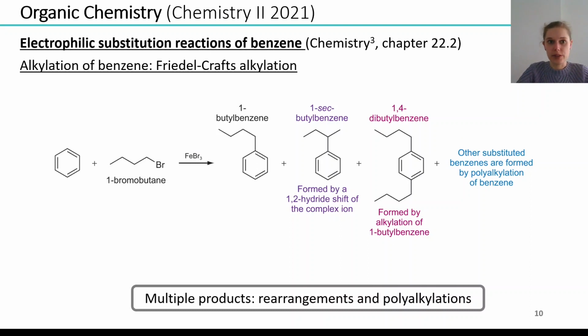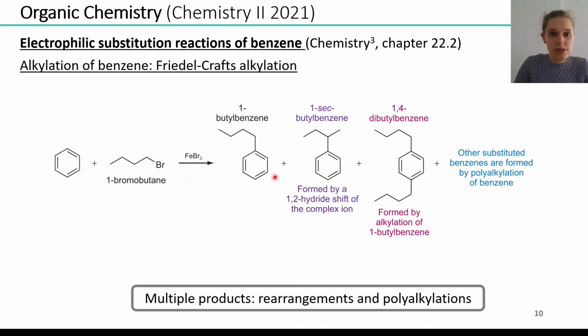After we have now learned the reaction mechanism for Friedel-Crafts alkylations, it is important that we also have a closer look at the possible reaction products. Friedel-Crafts alkylations generally yield multiple products, particularly when using primary halogenoalkanes. In the example here, you can see the reaction of benzene with 1-bromobutane, and the Lewis acid catalyst is iron tribromide.